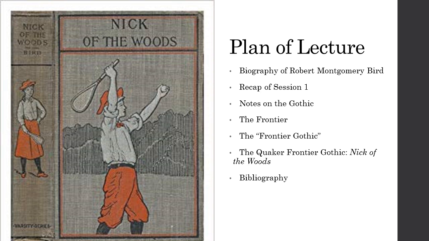Then I will talk about the importance of the frontier in American history, culture, and indeed literature, then combine these two to talk about something which has become known as the Frontier Gothic. To finish off, a slightly unwieldy label, but one which I hope I can be forgiven for, the Quaker Frontier Gothic, and an examination of how we might apply that label to Nick of the Woods. I'll then finish off with a brief mention of the other tasks that I would encourage you to complete in this session, and a bibliography of suggested reading if you want to explore this any further.